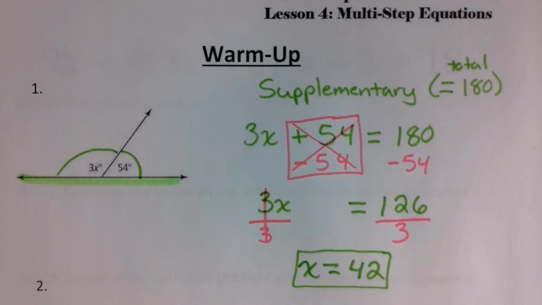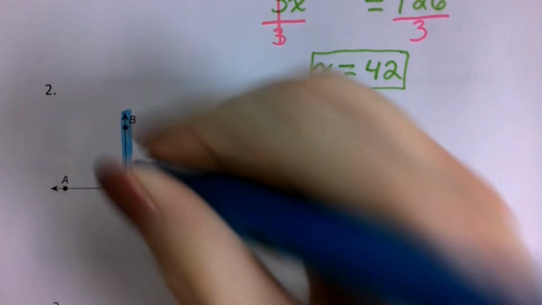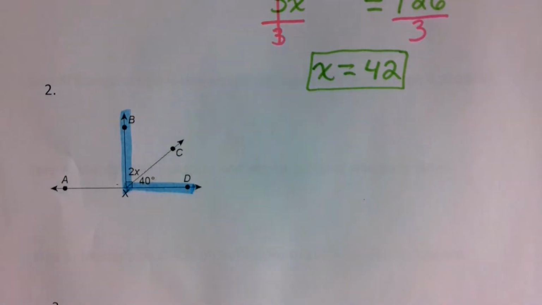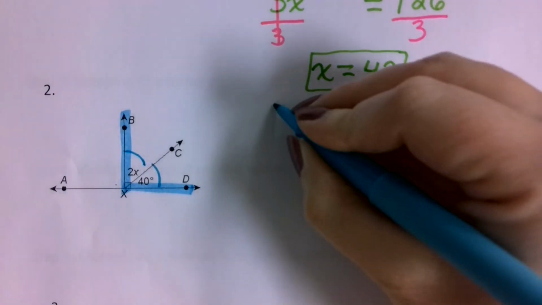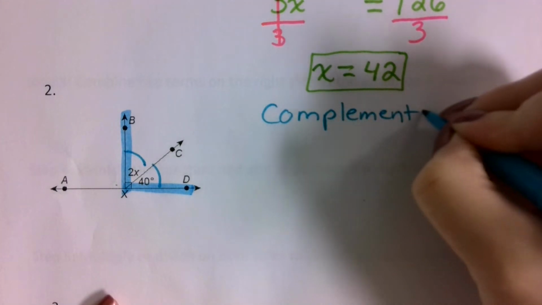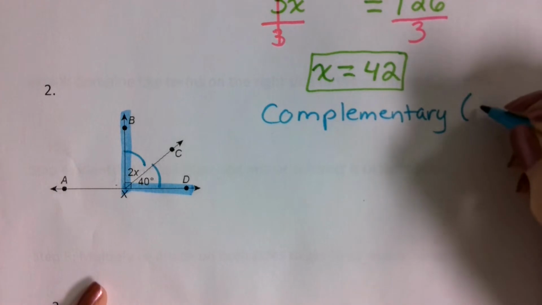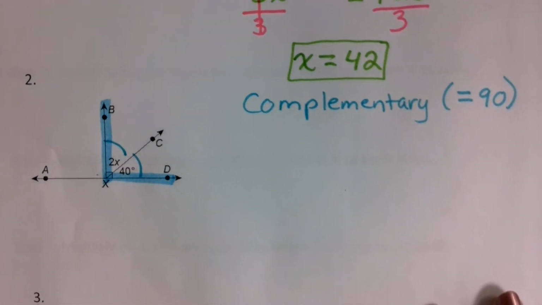What is the relationship for problem 2? Say it. Somebody was saying it. Thank you, Jada. Complementary. Problem number 2 is a complementary angle set because we have an L shape that is formed by the combination of these two angles. So complementary relationships are going to add up to how many degrees? 90. Okay, so complementary is going to come out to 90 degrees.